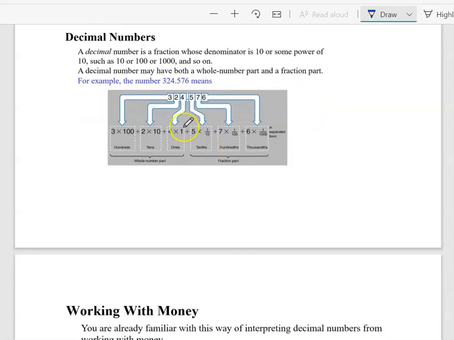Here's an example. So we've got 324 and 576 thousandths. Okay, and we know how to deal with the 3 times 100 because it's in the hundreds place, the 2's in the tens place, and the 4 is in the ones place. But when we go this way, we've got a decimal, so we've got 5, and then that's the tenths place. The 7 is in the hundredths place, and the 6 is in the thousandths place.